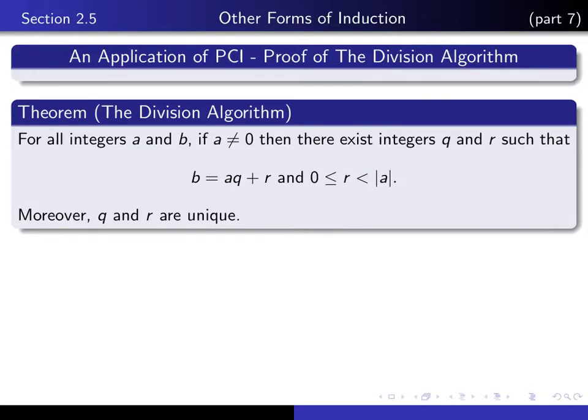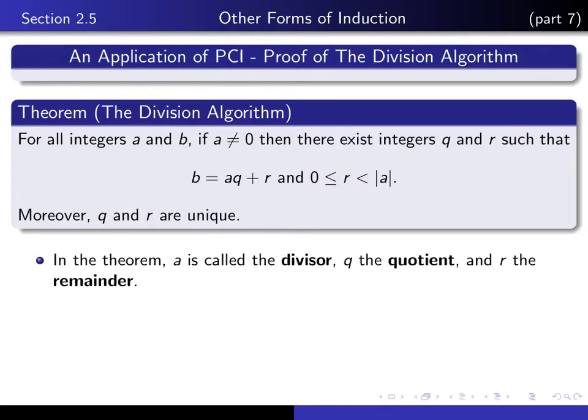So here's a statement of the division algorithm. It says that if you give yourself any two integers a and b, if a is not equal to 0, then there exist integers q and r such that I'm able to write b in the form aq plus r, where r satisfies this inequality: it's bigger than or equal to 0 and strictly smaller than the absolute value of a. Furthermore, q and r are unique. So in the theorem, we refer to a as the divisor, q is known as the quotient, and r is known as the remainder.